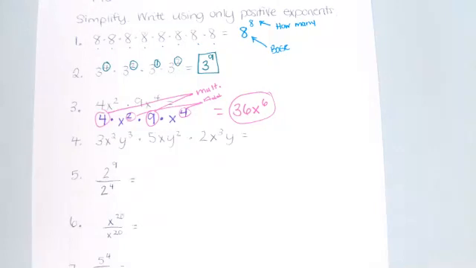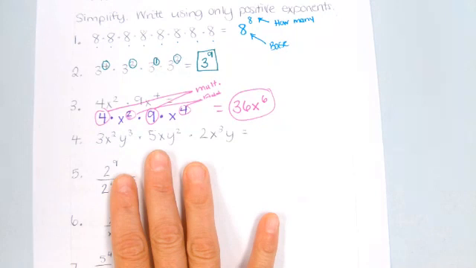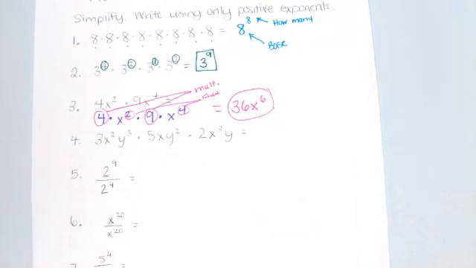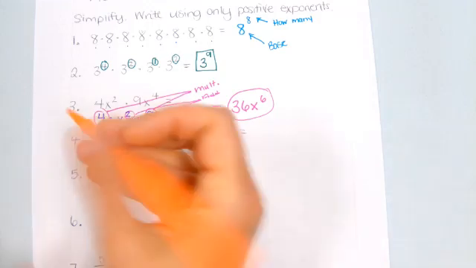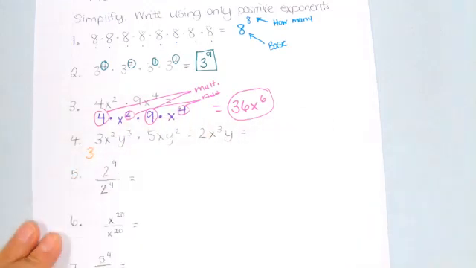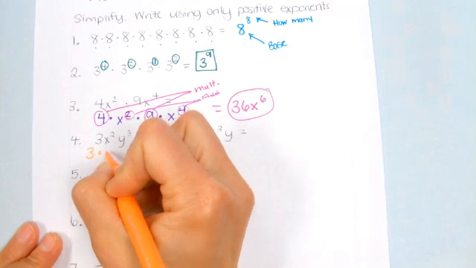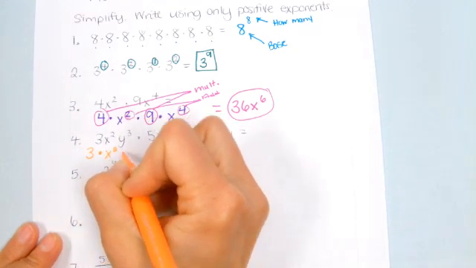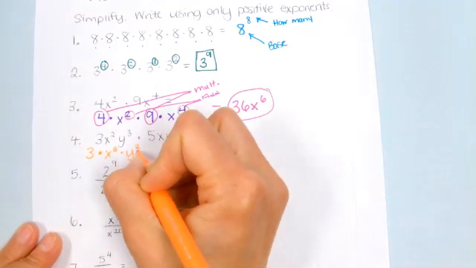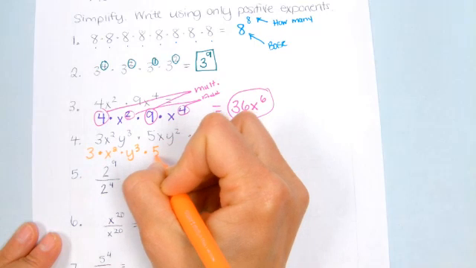Okay, question 4. This is the monster, all right? When you have a whole bunch of stuff here, don't get freaked out. What do we do first? Separate all of them. Here we go. So we're going to put 3. There's a lot to separate here. Times x squared times y to the third times 5.